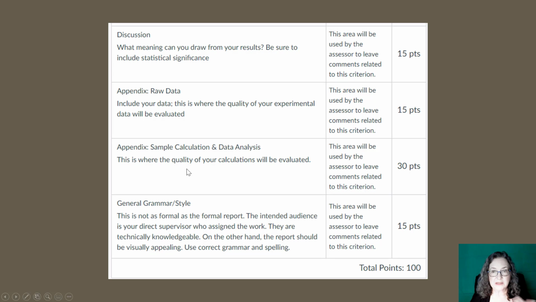And then the appendix is going to be those sample calculations, your data analysis, etc. Okay, so the general grammar and style here, not as formal as a formal report, right? A little bit chatty, but not overly. You don't want to waste people's time with chatty, okay? The intended audience is your direct supervisor, the one who assigned the work, okay? They are technically knowledgeable, okay? You do want it to still be visually appealing, so don't crowd things. Use correct grammar and spelling. Keep it brief, okay? Try to tighten your language, okay?